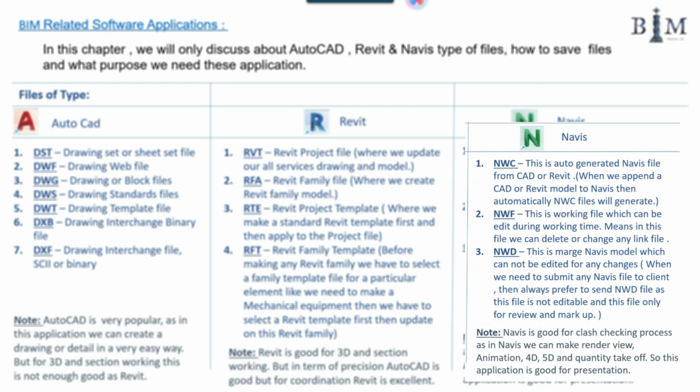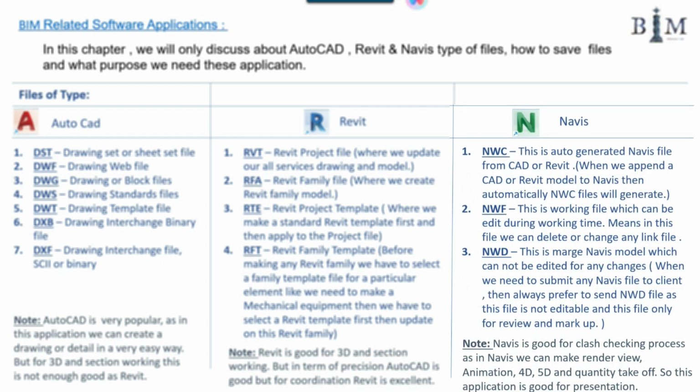Next, Navis. There are three kinds of files. First is NWC. This is an auto-generated Navis file from CAD or Revit. When we append a CAD or Revit model to Navis, then an NWC file is automatically generated. Second, NWF. This is a working file which can be edited during working time. Means in this file we can delete or change any link file. Third, NWD. This is a merged Navis model which cannot be edited for any changes.